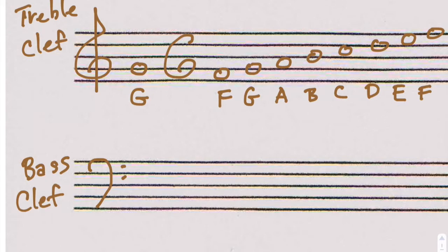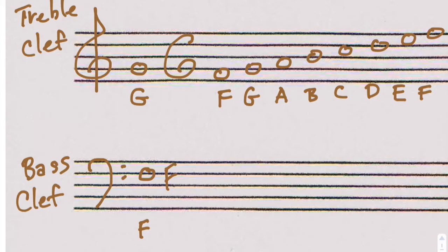In a similar way, the bass clef represents the note F on the second line from the top of the staff, right here. That's F. Its unique design grew out of a fancy letter F, where the two prongs of the F surrounded the line for the clef note, like this. So you can see how that worked.